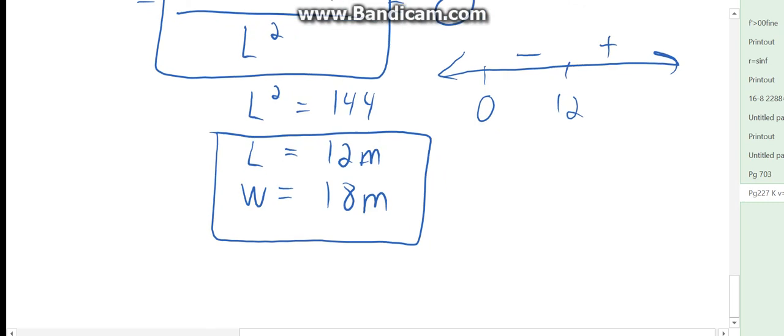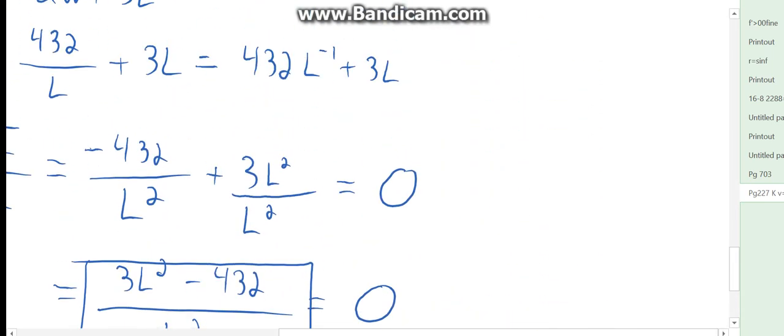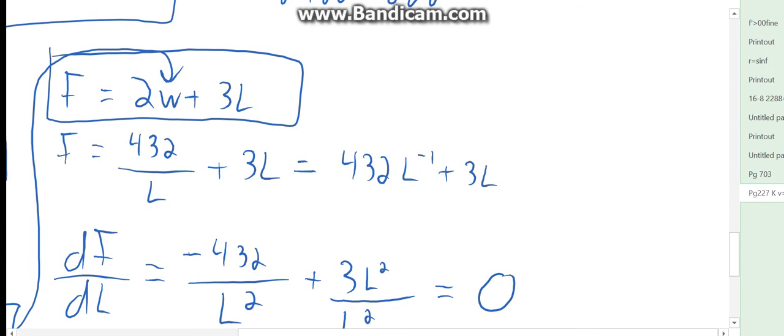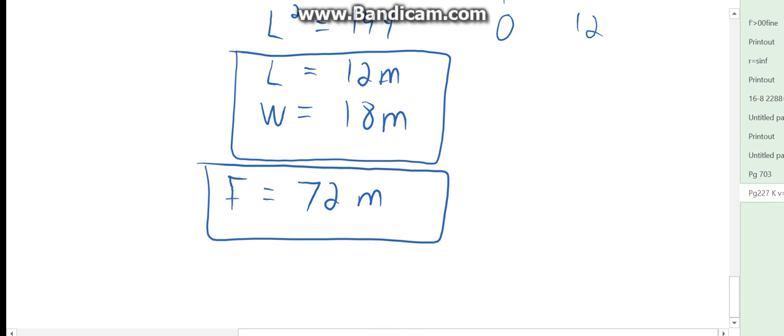So that's a minimum. And then they ask, what is the minimum area? No, it says how much fence will be needed. I'm sorry. And then for that, we can go back up here to our fence equation, which is 2W plus 3L. So it's going to be 36 plus 36. So the amount of fence needed, the minimum amount, is going to be 72 meters. Okay?